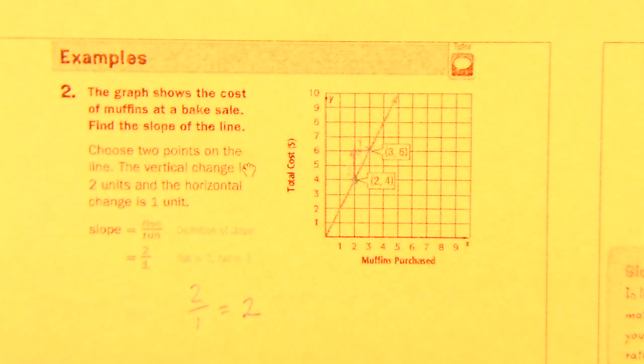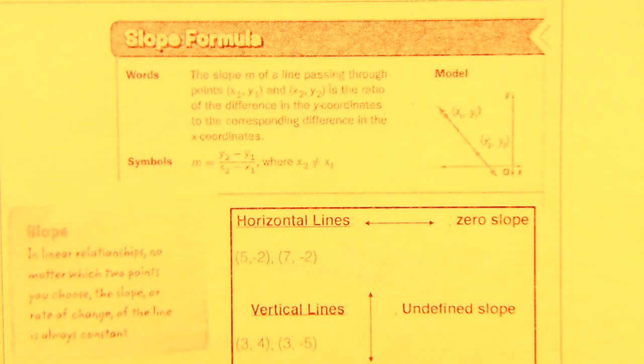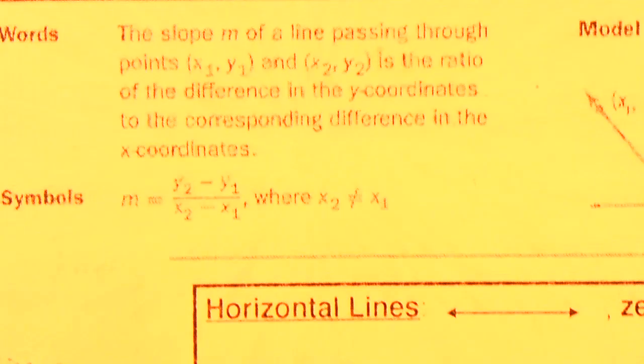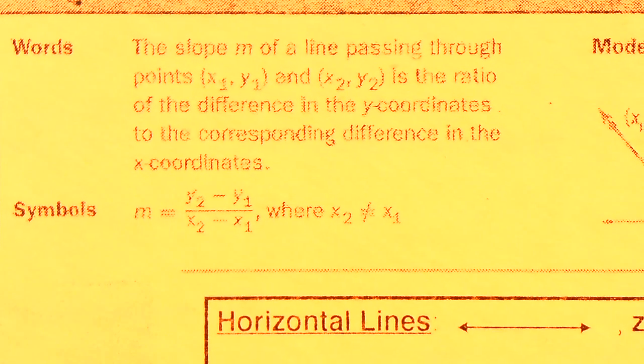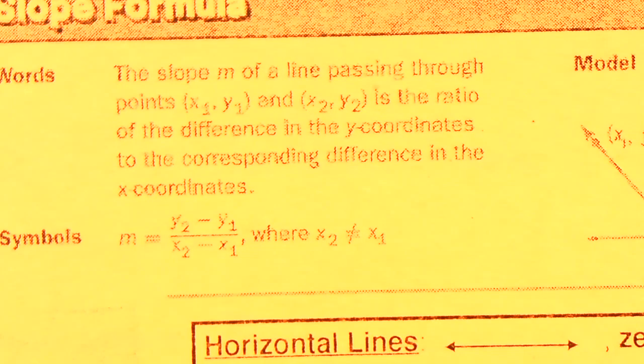Okay, now if they don't give us a graph where we can count up or count down, then we can use the formula. On slide number 6, we see the actual slope formula. And honestly, you guys, that looks a little bit freaky and a little bit goofy. But what we have to pay attention to is the fact that they're referring to ordered pairs. They're referring to points or coordinates on a graph.